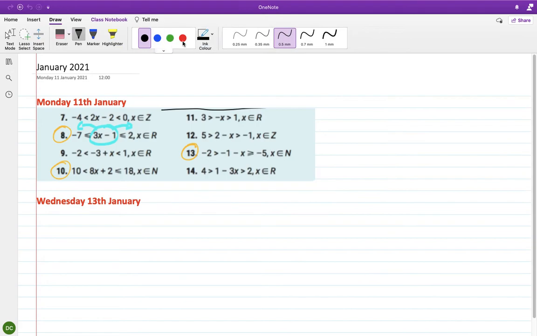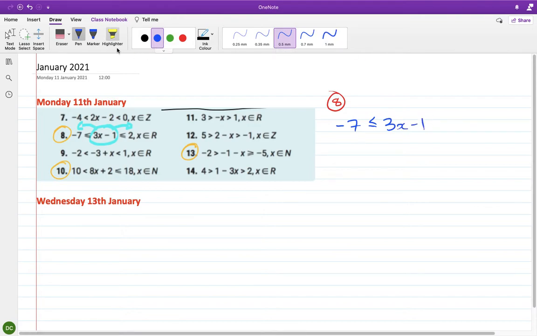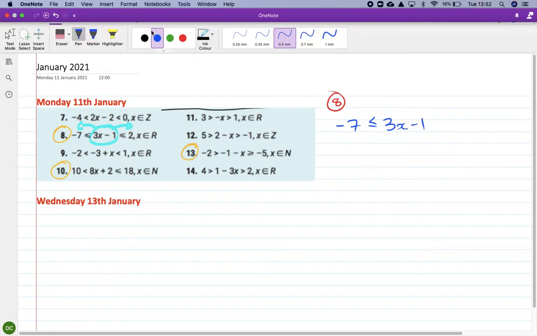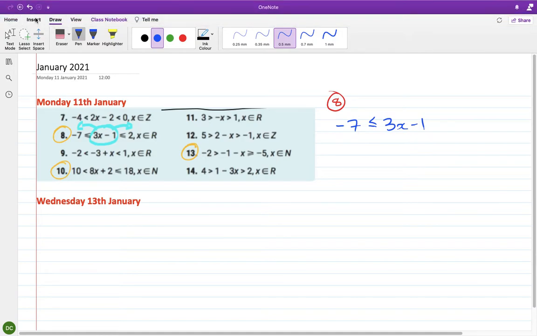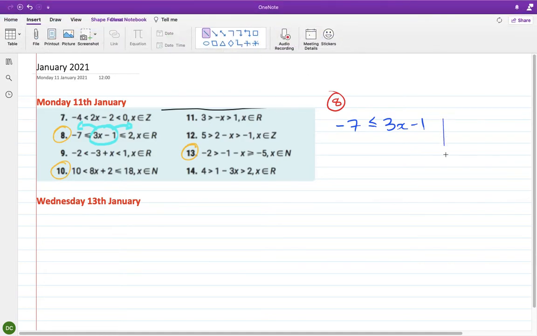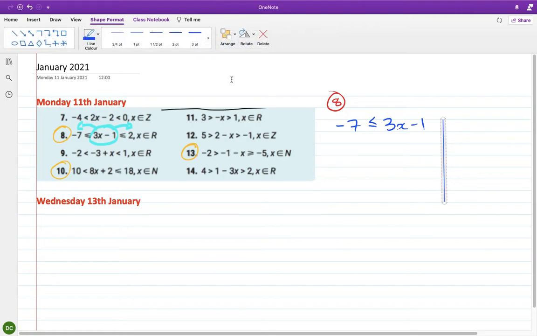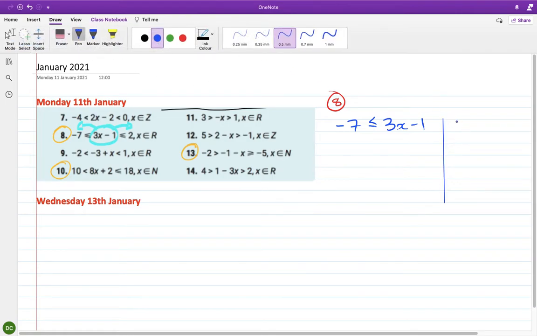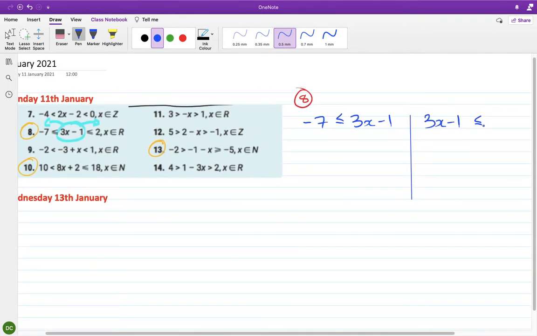Okay, so we'll start with question 8, and we need to split this inequality in two. So we have minus 7 less than or equal to 3x minus 1, and just split the page, and then I have the 3x minus 1 less than or equal to 2. Okay, so we will solve them individually.